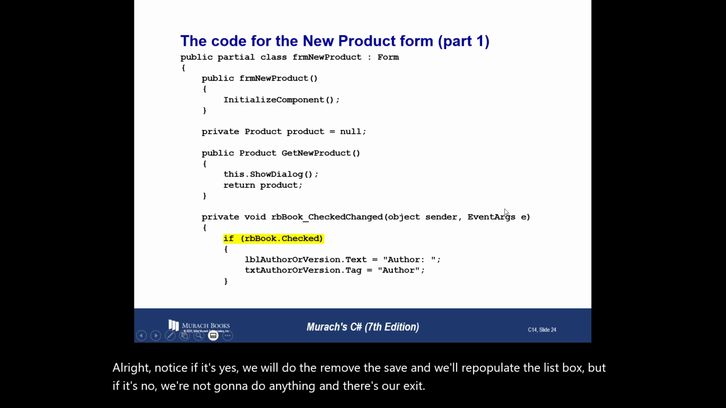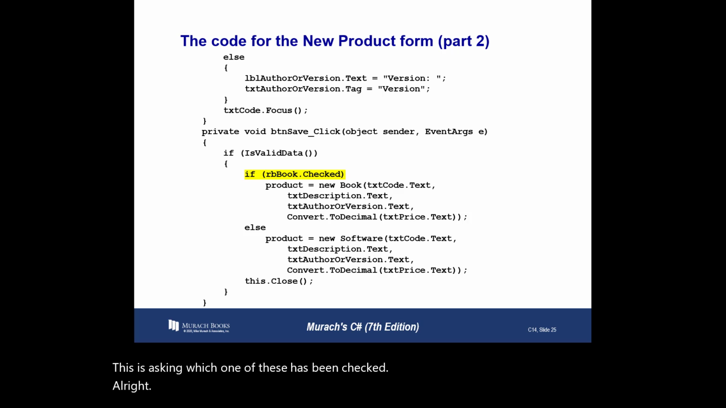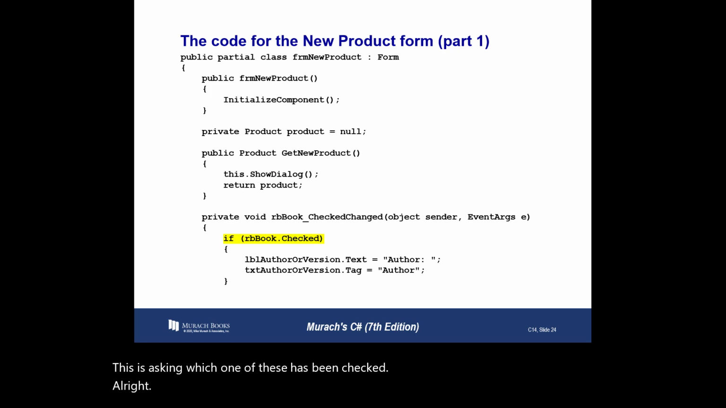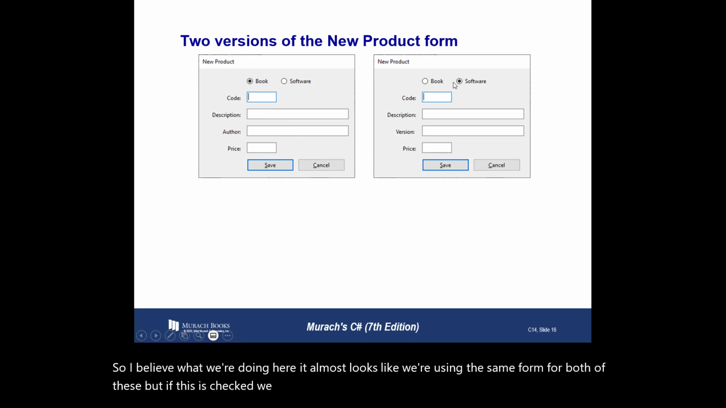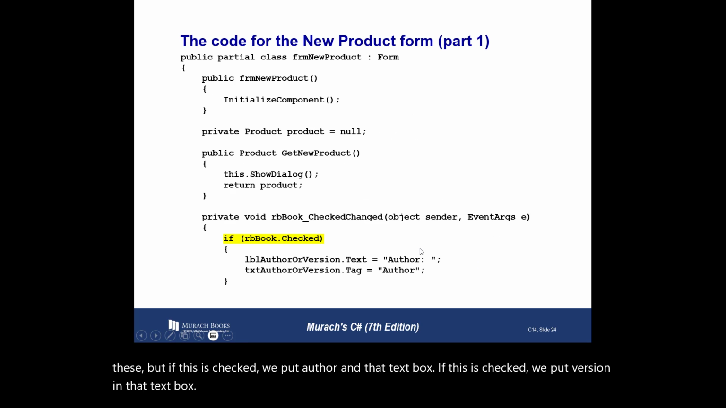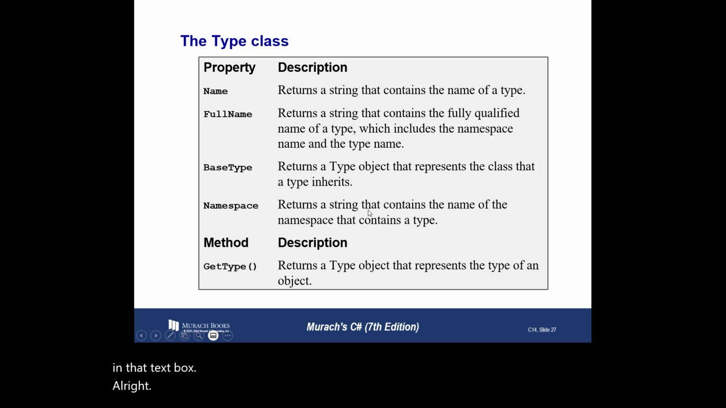Okay. Now notice what's in yellow here. This is asking which one of these has been checked. So I believe what we're doing here, it almost looks like we're using the same form for both of these. But if this is checked, we put author in that text box. If this is checked, we put version in that text box. And that's what they're getting into in there.